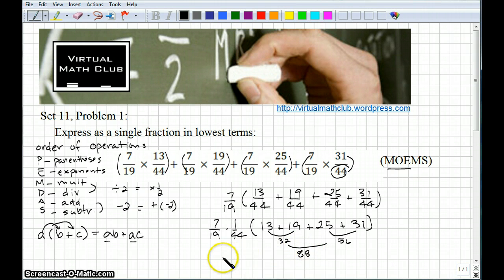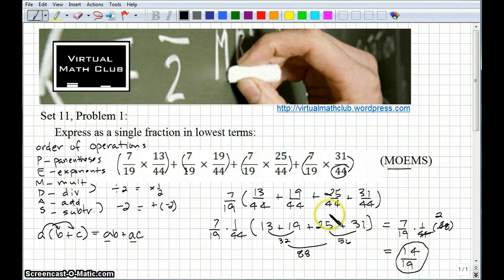And so let me write what we've got now. Let me write off to the side. So that's equal to 7/19 times 1/44 times 88. Okay? And you can see that 88 is just twice 44, right? So we can actually divide both top and bottom by 44, and you get 2. So what we have is 7/19 times 2, and that's just 14/19. Okay?